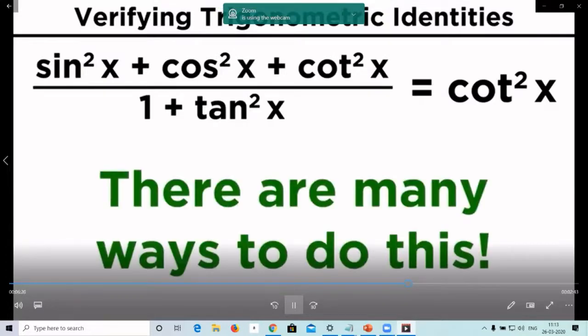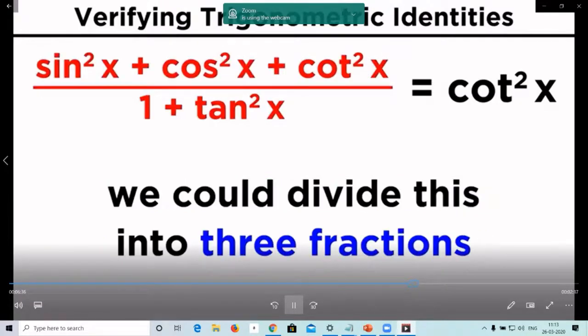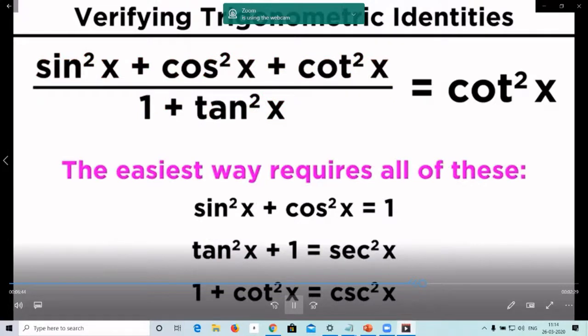Now, there are a lot of ways we could go, and even if you pick a way that isn't the shortest way, you can still get to the answer. Like if we were to divide this into 3 fractions, it'll add some steps, but it's a totally legitimate way to go. There is one way that's probably the easiest, and I'll give you a hint. It will require all 3 of these identities involving squared trig functions. I'm sure you've already spotted a few things we can do.